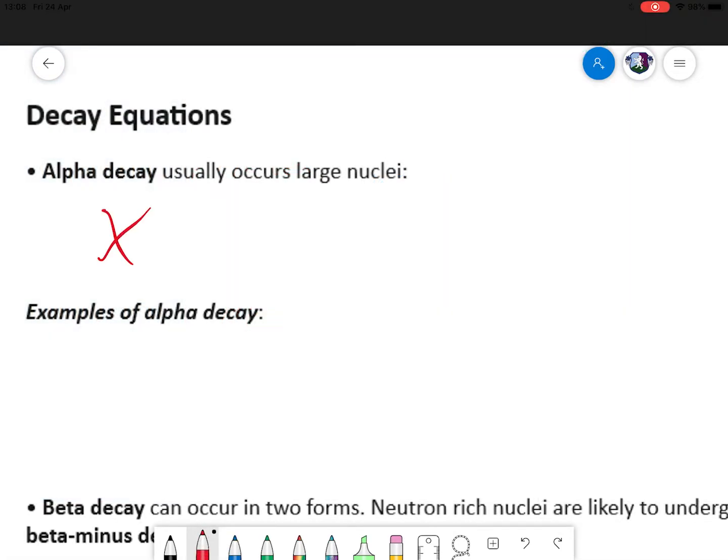For the decay equations, just like in the particle physics topic, we will be using very similar symbols, so X and Y for our first element and the one it turns into. A and Z, as usual, represent the atomic mass on the top and the atomic number, so the number of protons, on the bottom. Now in this case, alpha is known to be 2 protons and 2 neutrons, so 4, 2. So the change is -4 to the top number and -2 to the bottom number.